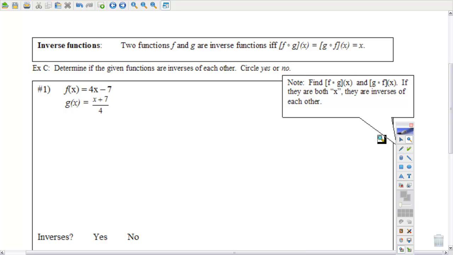Inverse functions. Two functions, f and g, are inverse functions if, spelling error here, that is embarrassing, if f of g of x equals g of f of x, which in turn equals x. This is not a misprint. IFF means if and only if.